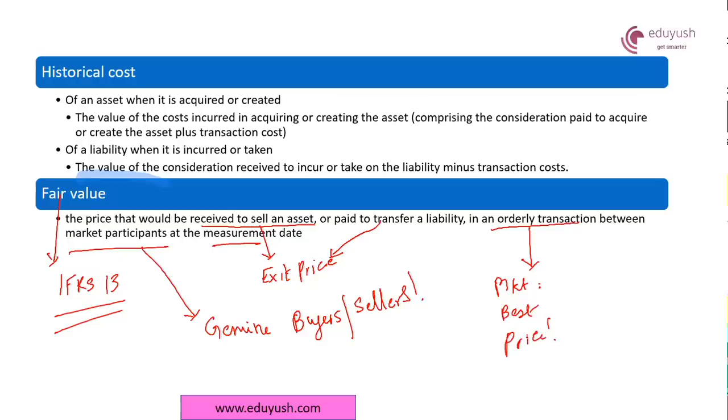So if I want to sell a share, we would go to the stock exchange and sell. We would not sell it to any known person, right or no? Because the stock exchange is a place where you'll get the best price. So fair value is an exit price, the amount you'll receive from the sale of an asset or transfer of a liability in an orderly transaction between market participants on a measurement date. All right.